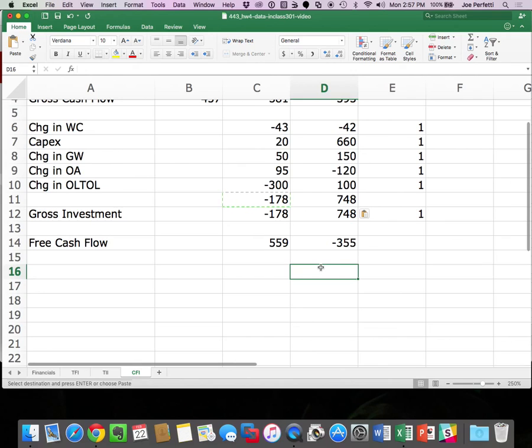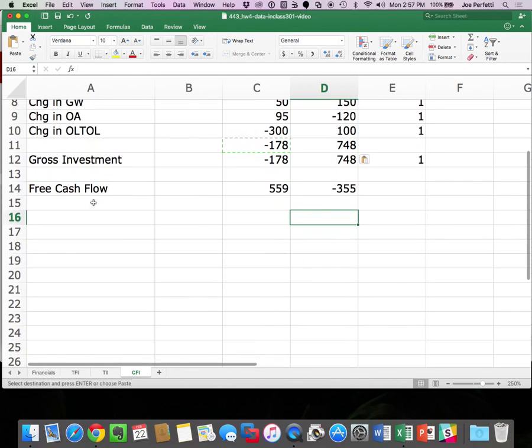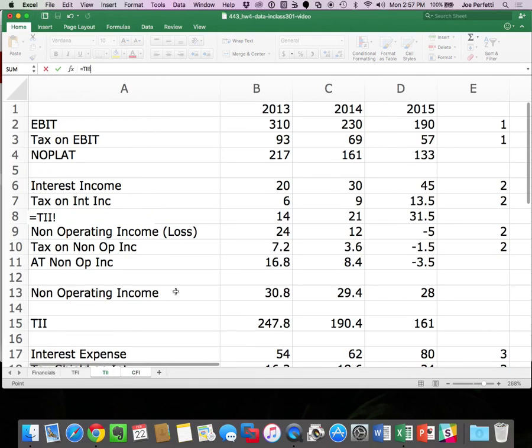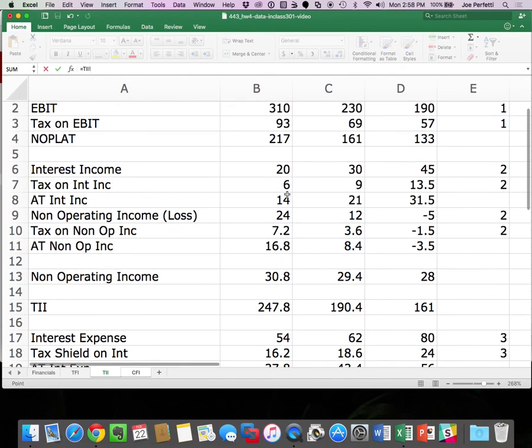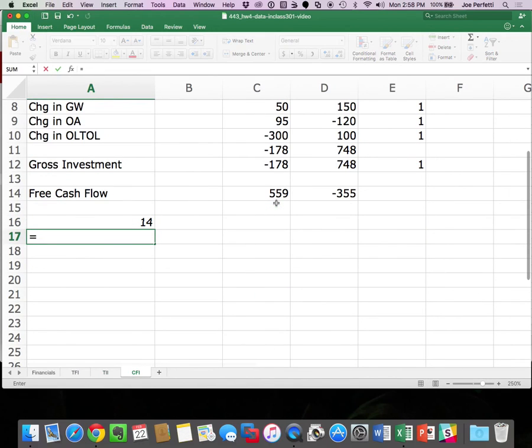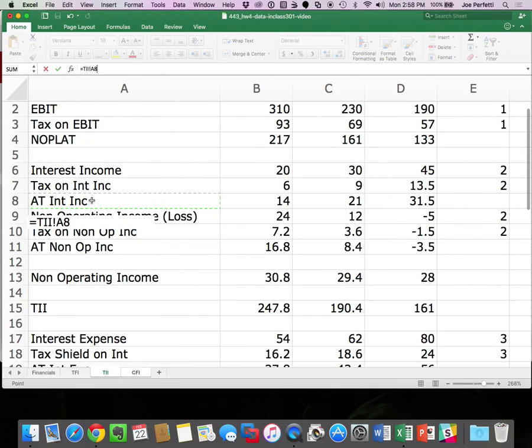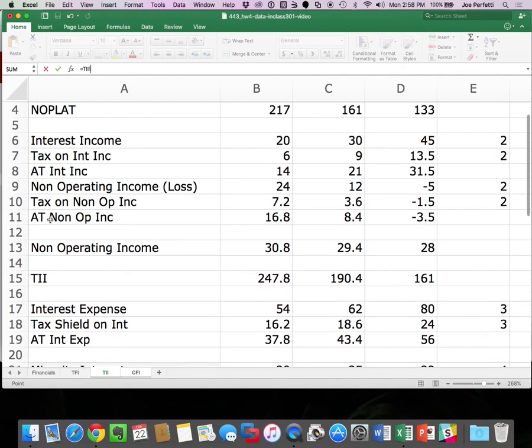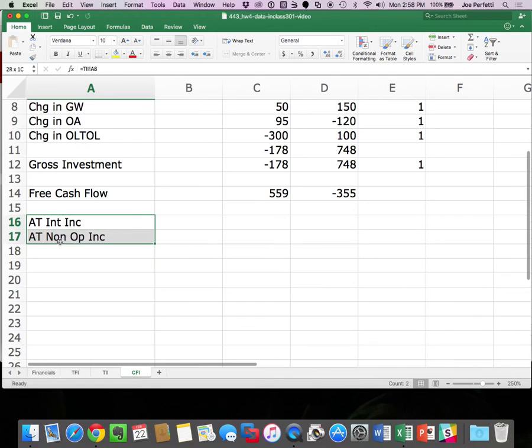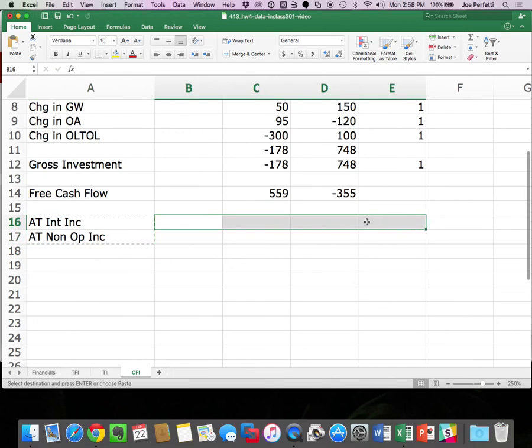Anyways, free cash flow. Non-operating cash flows. Income statement. TII. Now again, if I wanted to short circuit this, I could just go straight to non-operating income. Right? That could make my life a little bit easier. But for your purposes, I'll show you the two line items independently. Here's the after-tax interest income. And here is the after-tax non-operating income. Those are my 2's.